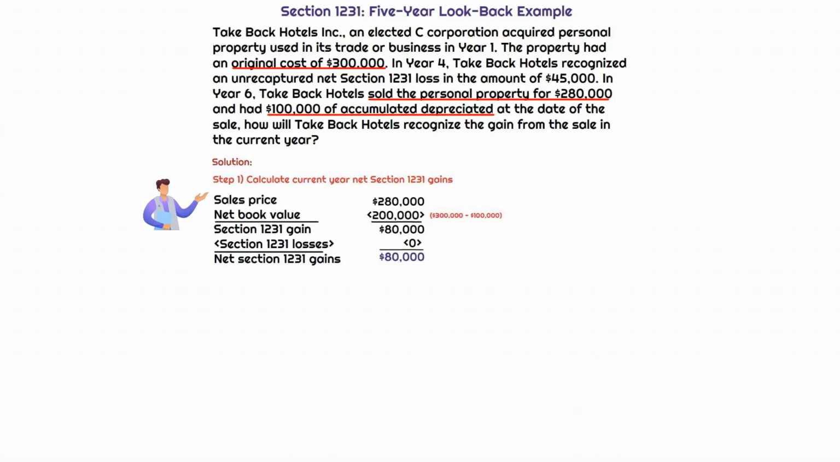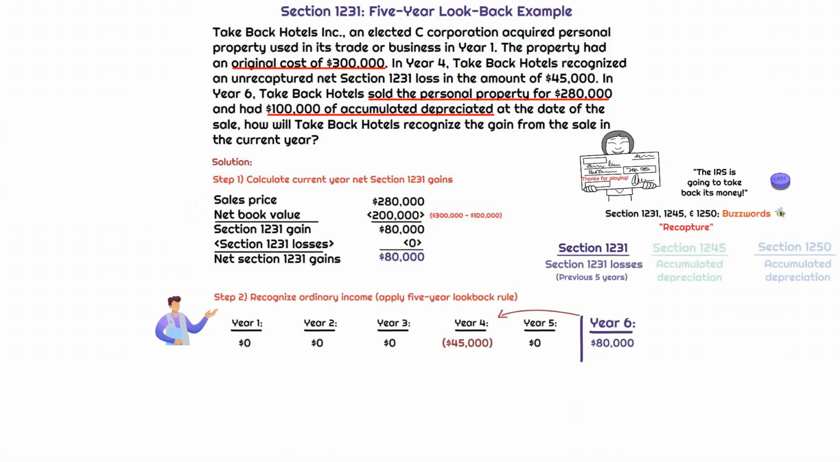So now the question becomes, how are we going to recognize this gain? Because it meets the Section 1231 criteria, right, it's a business use asset that's been held for more than 1 year, we now have to think about the recapture rules, right? Remember, the IRS is going to take back its money from Take Back Hotels. And when this is a Section 1231 gain that we're calculating, we need to apply the 5-year look-back rule. So when it comes to Section 1231, what is it that we're recapturing? We're going to recapture any net Section 1231 losses within the previous 5 years.